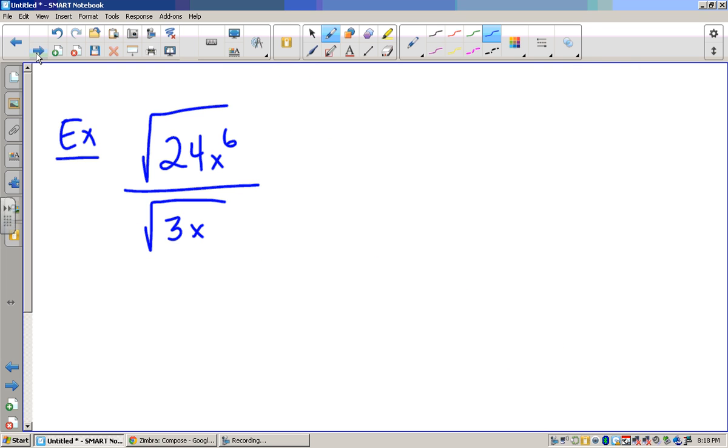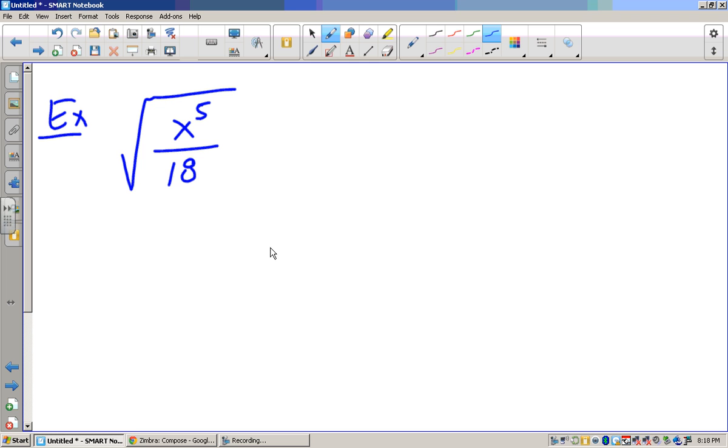Okay. Now let's look at something where we don't simplify and we actually have to rationalize our denominator. Okay. x to the 5th over x to the 18th. Once again, start with your fraction. And this is an example where we're actually going to rationalize the denominator.